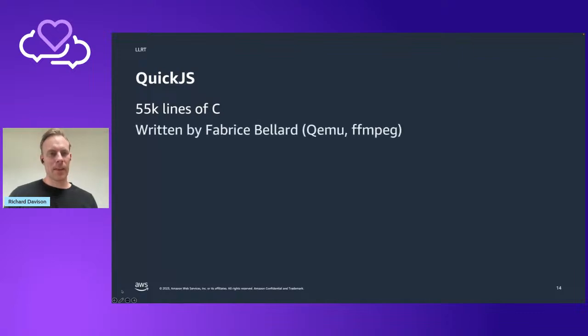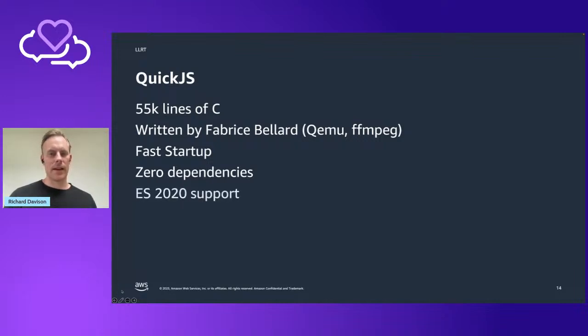So it's way lighter. It's written by Fabrice Bellard, an extremely talented programmer, the mind behind QEMU and FFmpeg that you may have heard of. It also offers extremely fast startup since it's written in C and tailored for fast startup. And it has zero dependencies, so it doesn't depend on anything else, meaning that the engine itself can focus on just being as fast as possible. It has ES2020 support, actually it has ES2023 support recently, but in LLRT we only have ES2020, but ES2023 is coming.